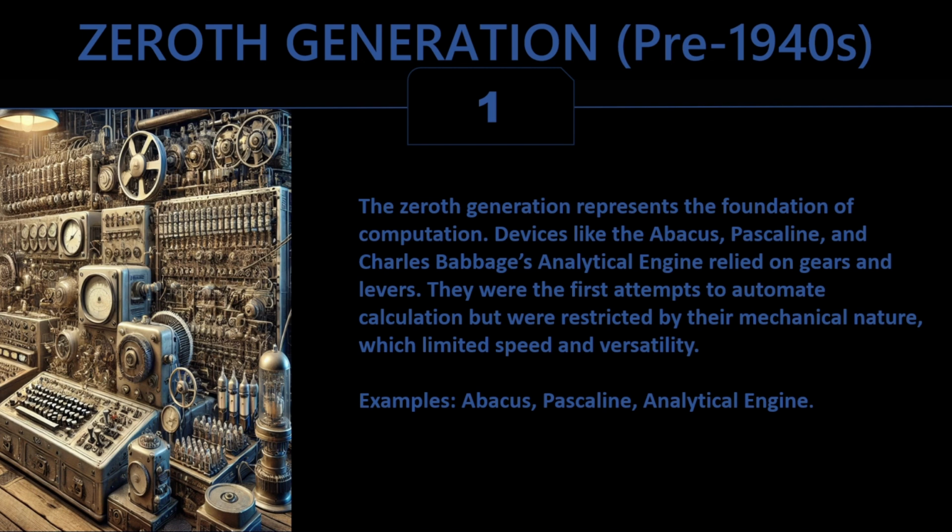The 0th generation represents the foundations of computation. Devices like the abacus, Pascaline, and Charles Babbage's analytical engine relied on gears and levers. They were the first attempts to automate calculations, but were restricted by their mechanical nature, which limited speed and versatility. Examples of the 0th generation are the abacus, the Pascaline, and the analytical engine.